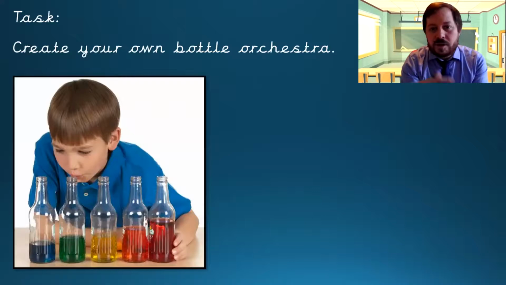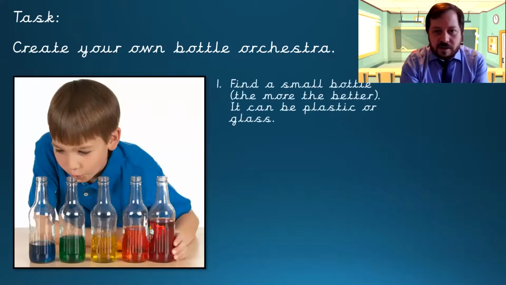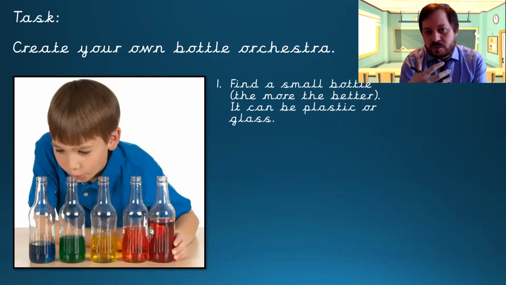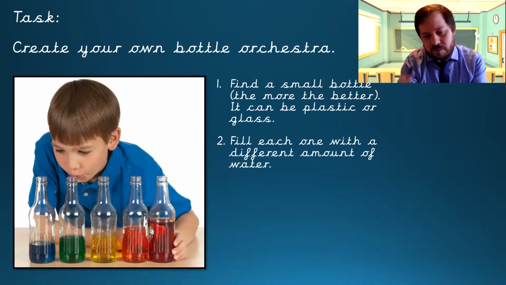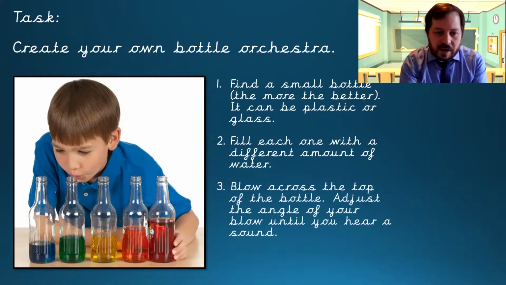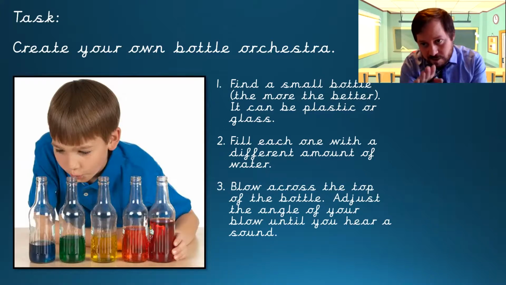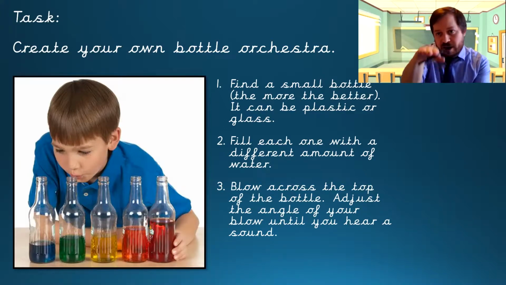Now you can do this yourself by creating what's called a bottle orchestra. So you can see, you find small bottles, the more the better. They can be plastic or glass, it doesn't matter. I want you to fill each one with differing amounts of water. So you should be able to put them in order from ones that are not filled very much to ones that are filled the most. And then as you blow across the top, you might have to adjust your angle that you're blowing across it.